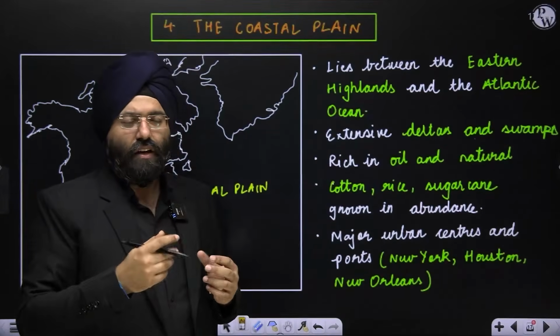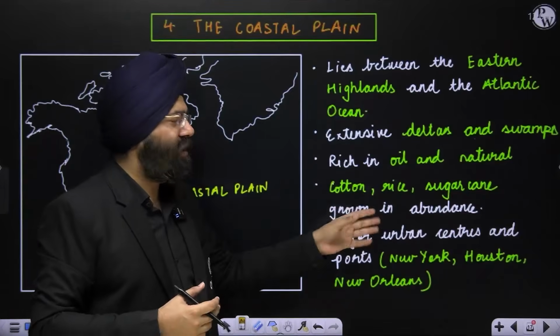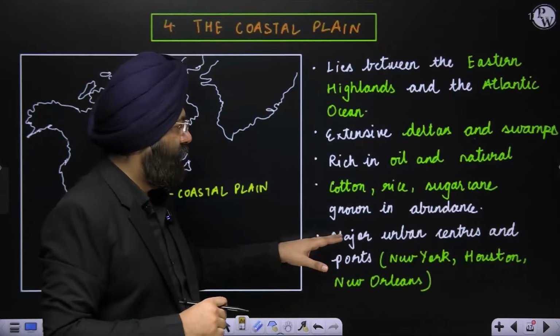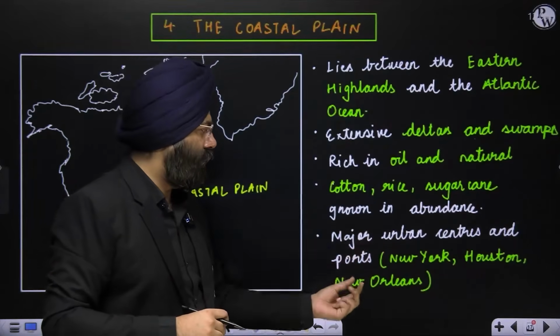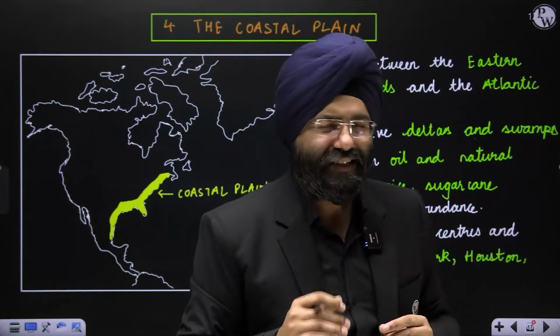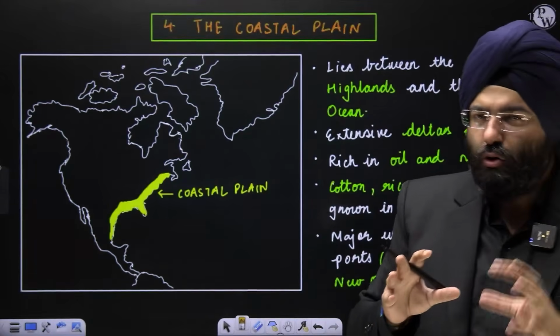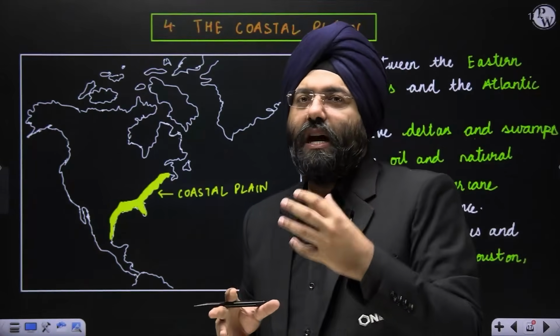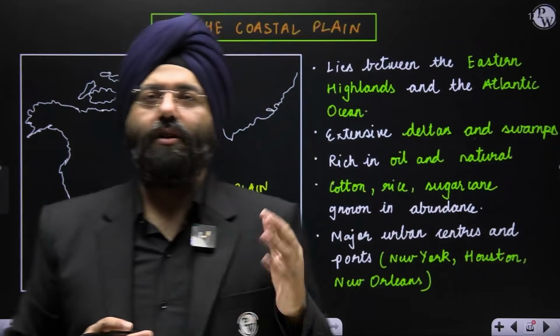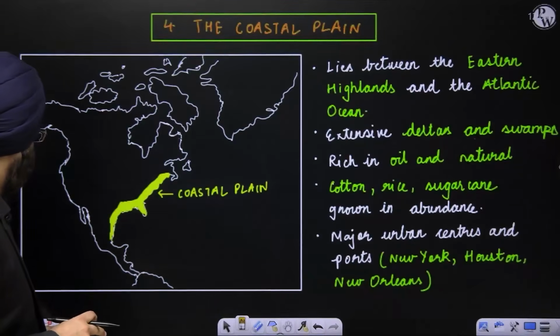Now, please see, agriculture is also practiced on a large scale over here. Cotton, rice, and sugarcane are grown in abundance. Major urban centers like New York, Houston, and New Orleans are also found here. That is why these centers are hubs of economic activity. Very big tourist places and commercial hubs are located along these regions. This is something that you should be aware of and should know.